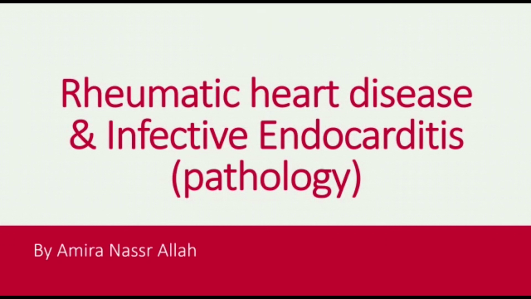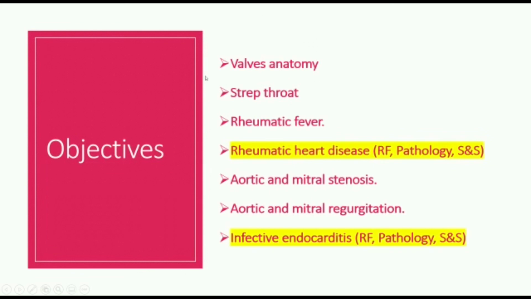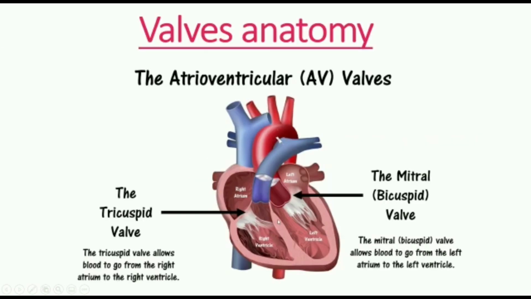First, I will start with basic anatomy of the valves and basic diseases that can help us know rheumatic heart disease and infective endocarditis better. So the heart has four valves: two AV valves, or atrioventricular valves, which are the tricuspid valve, which has three leaflets, and the bicuspid valve, which has two leaflets and is also called the mitral valve. And we have two semilunar valves, which are the pulmonary valve and the aortic valve.